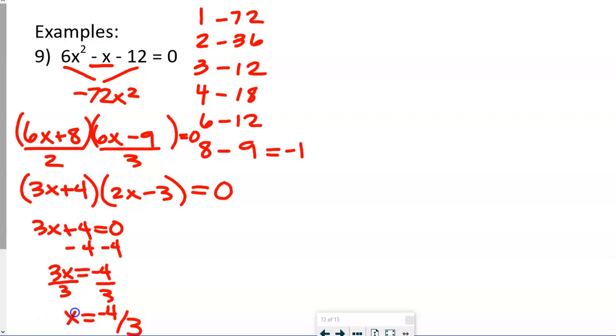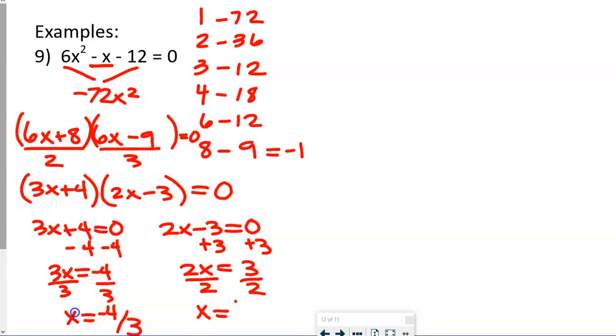Then we're going to do the 2x minus 3 the same way. 2x minus 3 equals 0. Add 3 to both sides. So that gives us 2x equals 3. Then we're going to divide both sides by 2. So we get x equals 3/2. Again, those would be the zeros, values, roots, or solutions of the function.